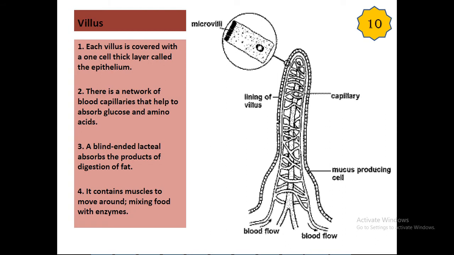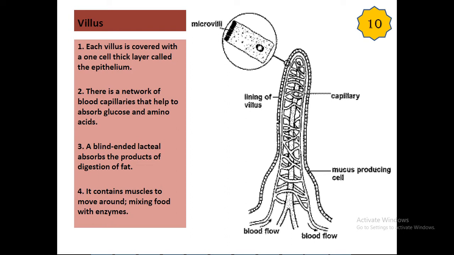Next is the villus. Each villus is covered with a one cell thick layer called the epithelium. There is a network of blood capillaries that help to absorb glucose and amino acids. This is the process of how food is absorbed in our body and gives us energy with the help of villus.